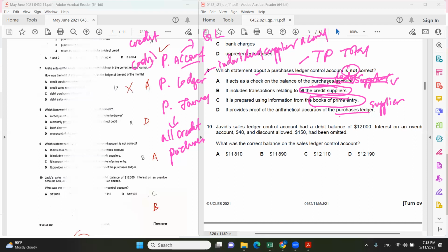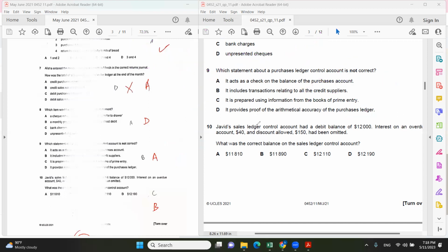Why is this one wrong? Because of these words. Here it is the account, not the ledger. If they change it to the ledger, yes, to check the balances, it is similar to what we have in here. Okay. Okay, next.